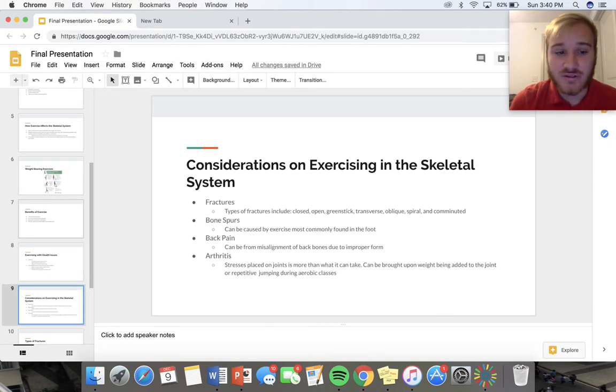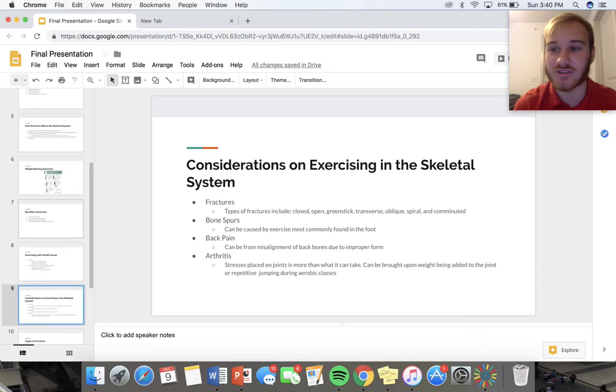And then just a few considerations on exercising and the skeletal system. Maybe the main one, which we all should know of, is fractures. There are several types of fractures, which I'll go into on the next slide. You have your bone spurs, which can be caused by exercise and are most commonly found in your feet. Back pain, which a lot of people develop from exercise, can all just be brought back to improper form. That's why form is so important when you're exercising, because just doing an exercise wrong can misalign your back bones, which will cause that back pain.